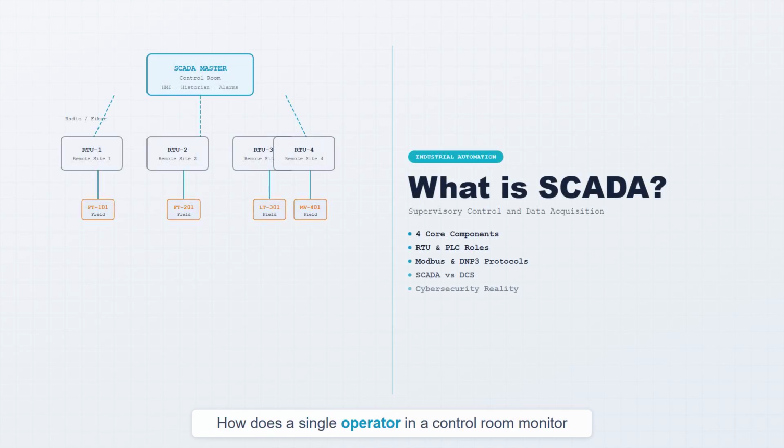How does a single operator in a control room monitor and control hundreds of sensors, pumps, and valves spread across an oil pipeline that is 1,000 kilometers long? The answer is SCADA. By the end of this video, you will understand what SCADA is, how it collects data from remote field sites, and why it is the backbone of critical infrastructure around the world.